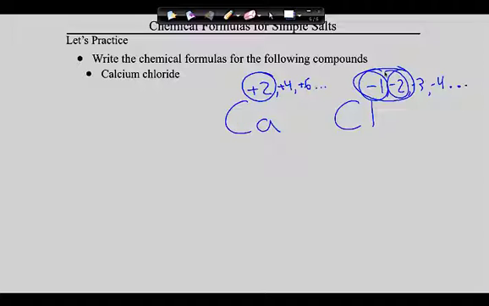So now step 5, this compound is Ca, 1 Ca, and then Cl, 2 Cls. So calcium chloride is CaCl2. What questions do you have? Kat, do you have one? Yep, did you get it?